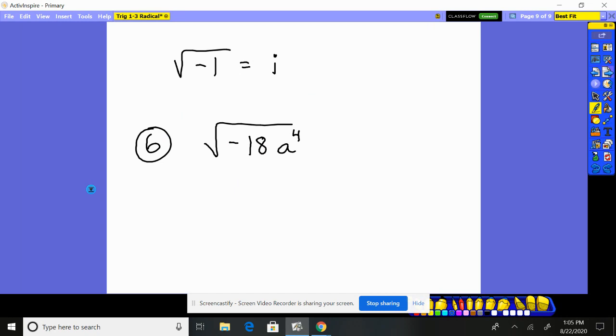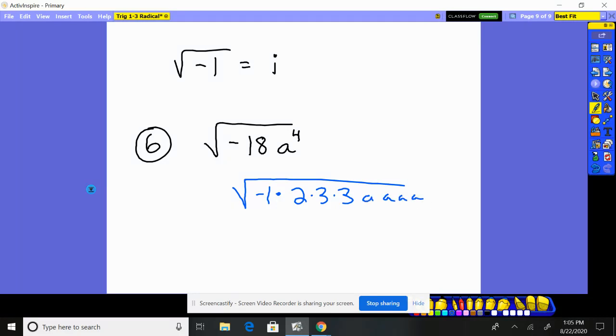Now, the other thing we've got to learn is we have to remember about imaginary numbers. The square root of -1 is equal to i, the imaginary number. So if we're doing this problem 6, we're going to go ahead, 18, we do a factor tree. When we do it, notice we have -1. Okay, we know -1 times 18 is -18. 18 will break down to a 2 times 3 times 3. I'm doing that for you.